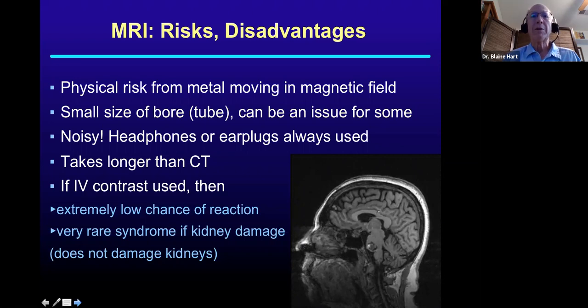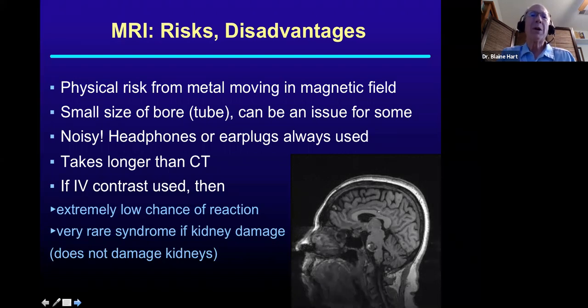The small size of the tube can be an issue for people, and claustrophobia is a real problem for some people. It's very noisy to produce the pictures, so headphones or earplugs are always used. It does take longer to acquire than a CT scan, maybe 20 or 30 minutes, occasionally longer. So especially for a child, that can be a real challenge. And even for some adults, it's a challenge to lie still without moving for that long.